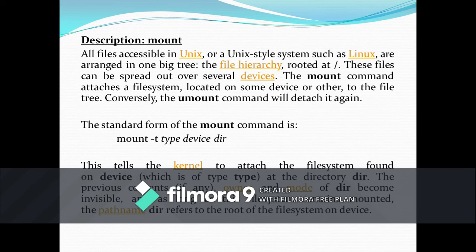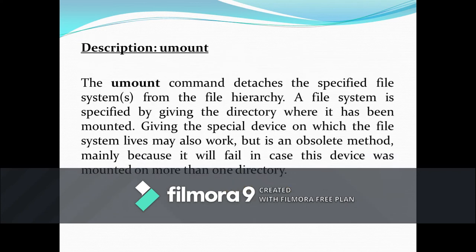This tells the kernel to attach the file system found on device at the directory dir. The previous contents, if any, mentioned there, the owner and mode of dir becomes invisible, and as long as this file system remains mounted, the path name dir refers to the root of the file system on device.